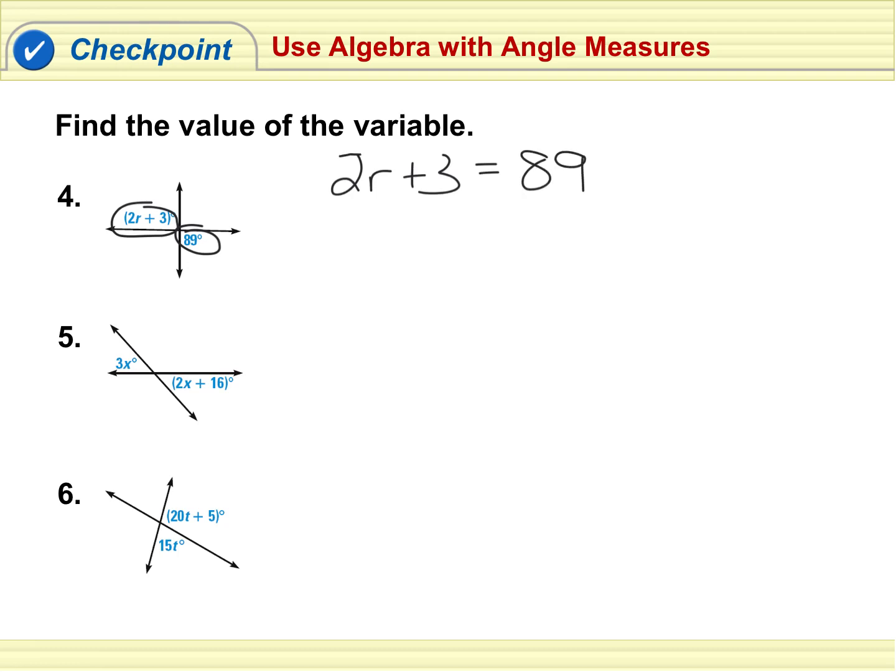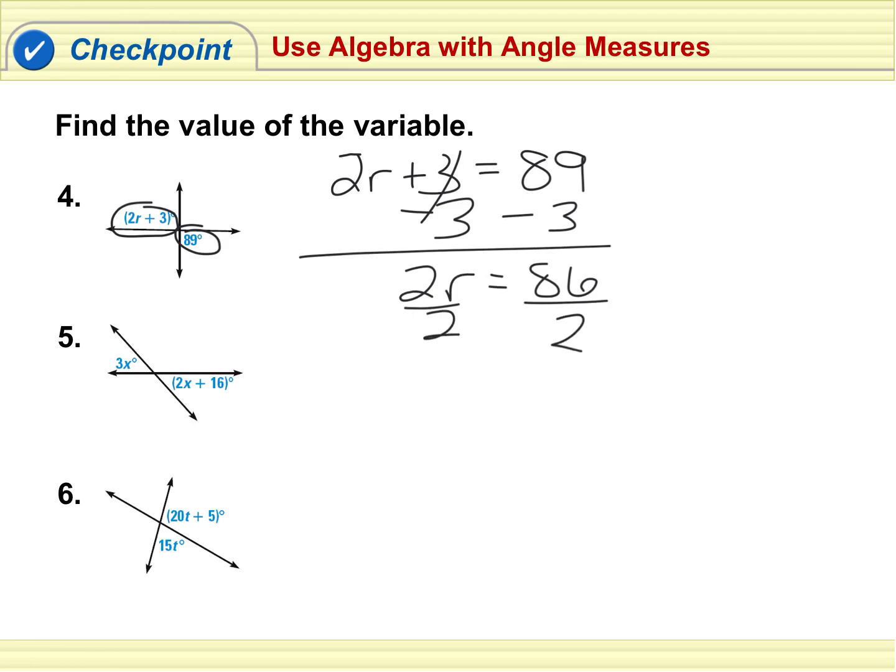How do we solve for r here? Okay, yep, we're going to subtract 3. And then what's our last step here? Divide by 2. What's 86 divided by 2? 43. It is 43.